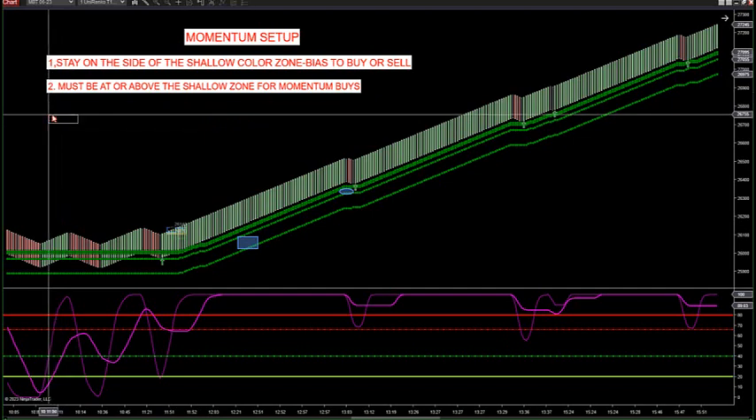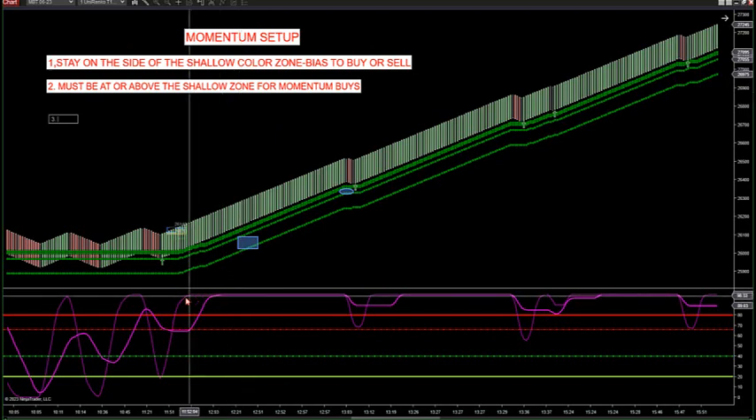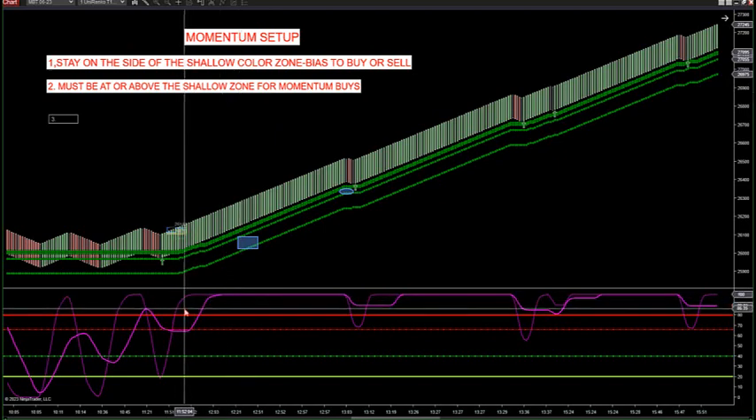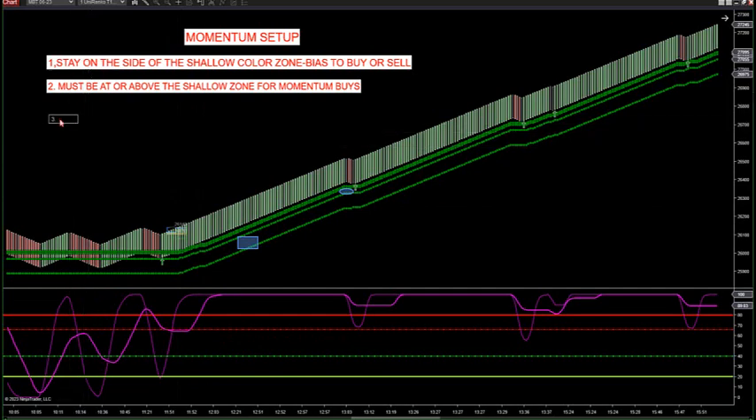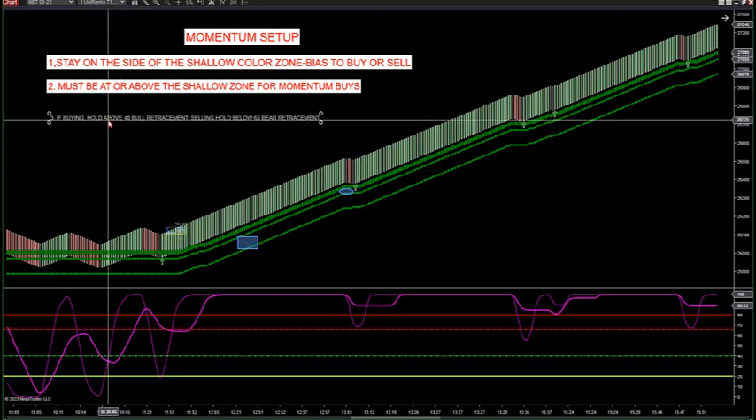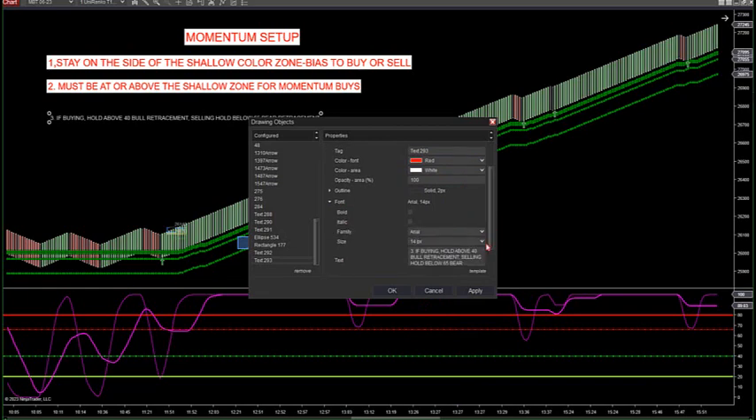But what I like to see is my 7 and 21 signal line. My 21 is the longer, thicker magenta signal line, and my thin one is the 7 input. I do have these on the automated algorithm also. There's 7, there's 21. So three, what we want to do is, if buying, hold above 40 bull retracement. Selling, hold below 65 bear retracement. All right, so that's a third hard rule that we use when it comes to looking for momentum.